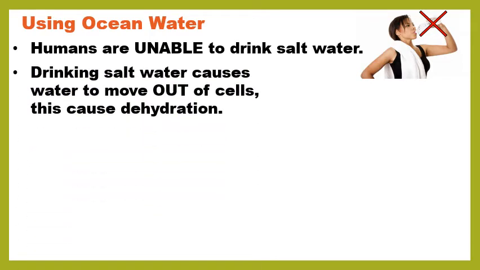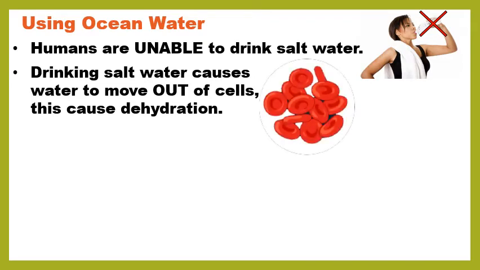All right, so drinking salt water causes water to move out of cells, and this causes dehydration. So let's talk about our red blood cells because they transport oxygen around our body. And a healthy red blood cell looks like, I say, a squished donut. It looks like a nice inflatable pool toy that you want to lay on. It's nice and puffy and firm. Well, when you drink salt water, it doesn't stay like that.